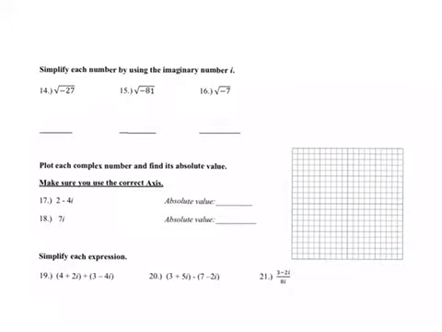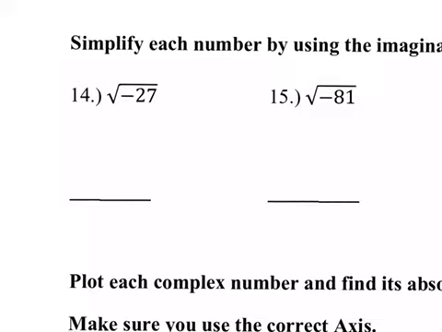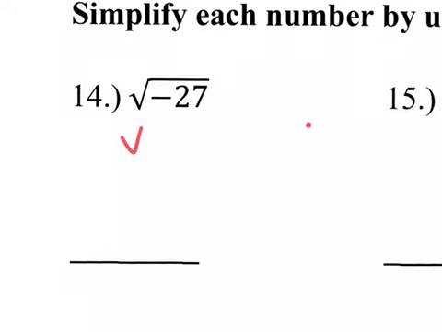Alright, so let's continue on with the review here. Simplify each number using an imaginary number i. What's going on here is we have the square root of a negative number. We used to not be able to do that. But now think of this as just being a negative 1 out in front, and then simplify the rest of it like always.